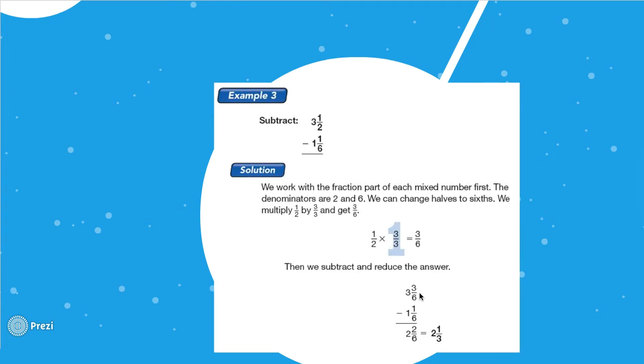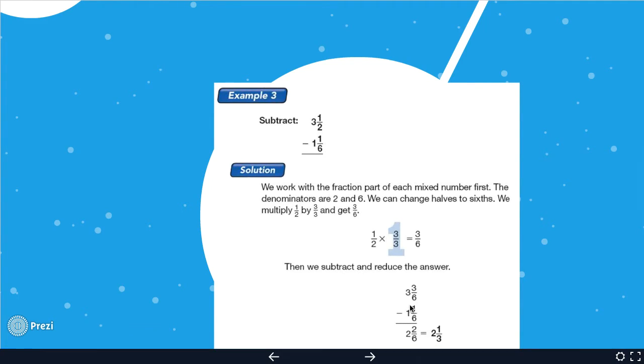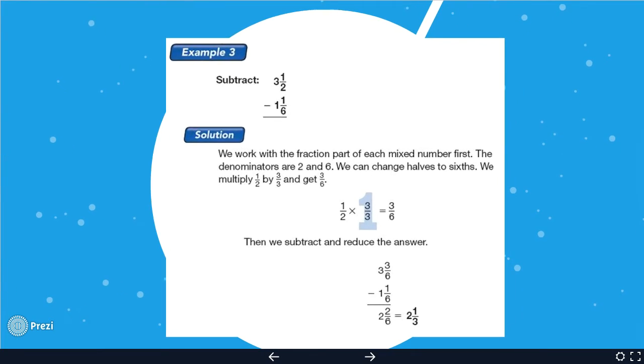Now I do my whole number first. 3 minus 1 is 2, and then 3 minus 1 is 2, and then I don't change my denominator, which is 6. But I can reduce after I get my answer, which is 2 and 1/3. All right. I know that's a little confusing and it's been going in and out. Sorry about that.